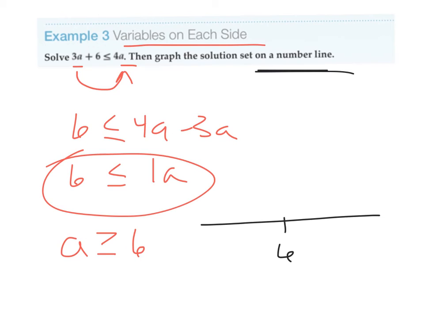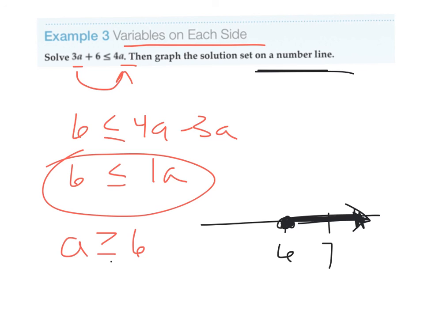Because it is an inequality that has a line underneath it, we're going to put a dot, a filled-in dot, because it includes the 6. And all numbers that are bigger than 6. Well, 7 is bigger than 6, so I'm going to draw or color in my arrow that goes towards the bigger numbers.